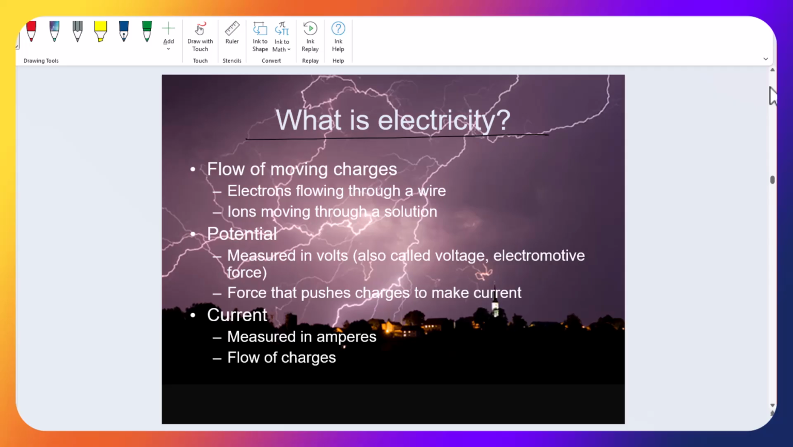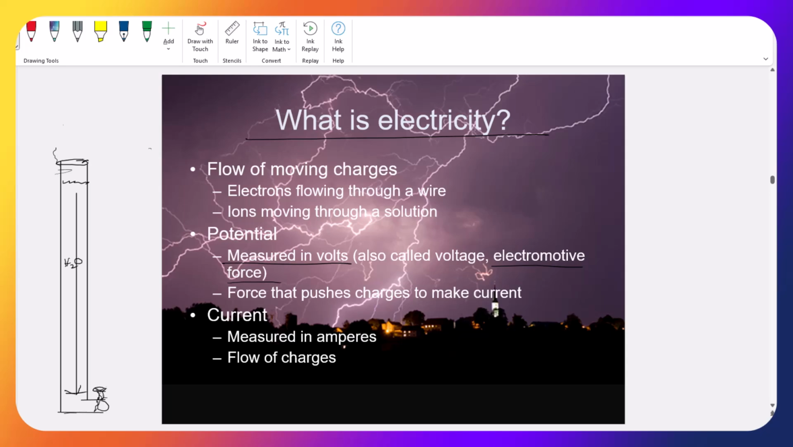So electrical potential, you can think of this as electrical pressure. We measure this in a unit called voltage, or volts. We can also characterize it as electromotive force, and it's simply the force that pushes charges to make a current. So here's an analogy that gets used a lot with respect to voltage.